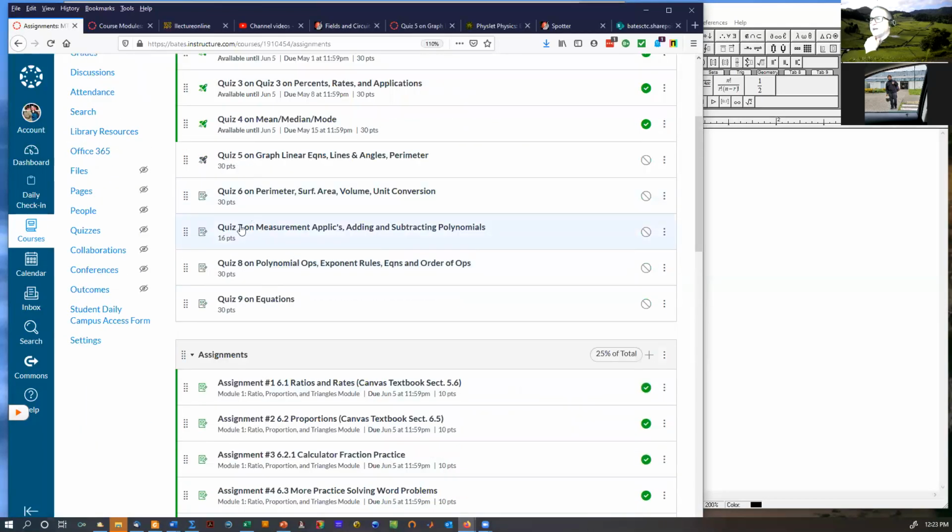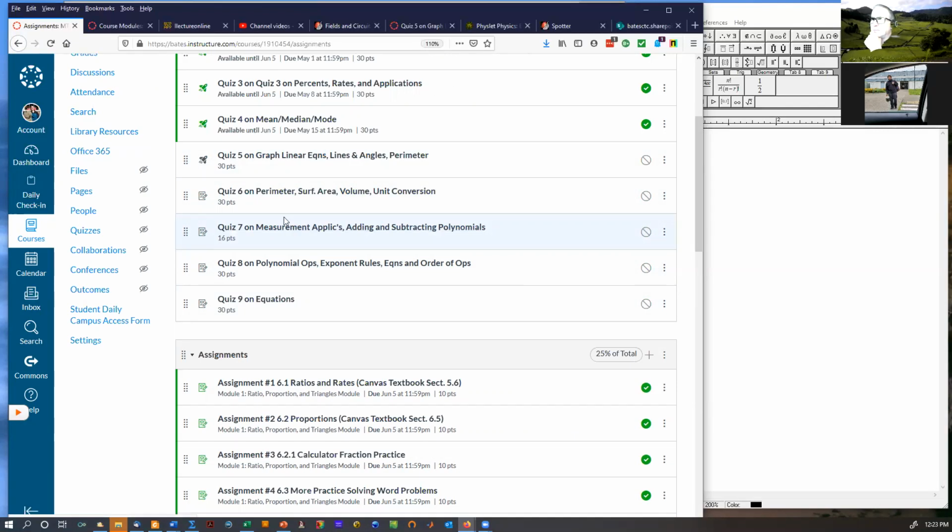There was supposed to be 9 quizzes. Clearly, we don't have time to take 5 more quizzes. So I'm in the process of writing quiz 5 and 6, which will combine these two things. 5, 6, and 7 will cover this material. So graphing equations, and then the geometry we did, and then measurement applications. So 5, 6, and 7.